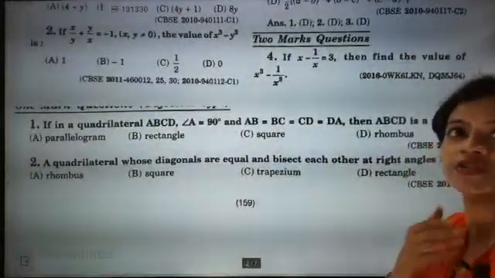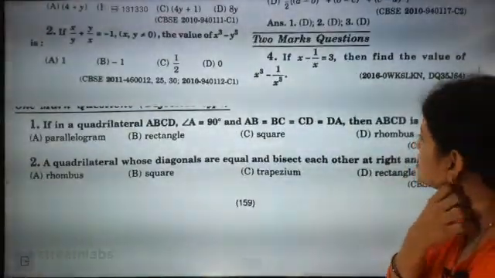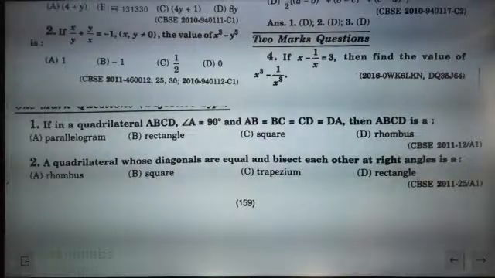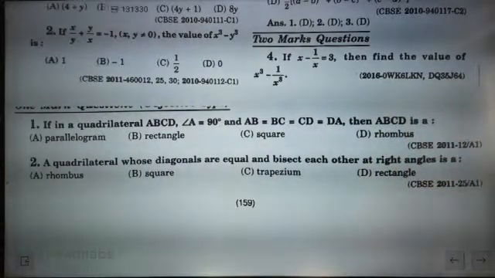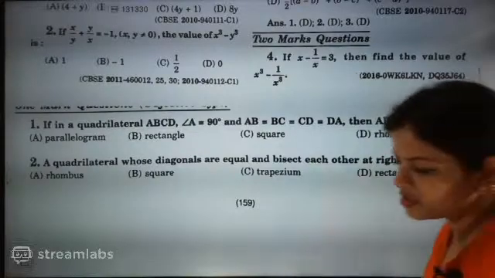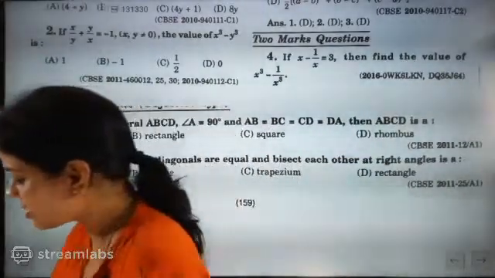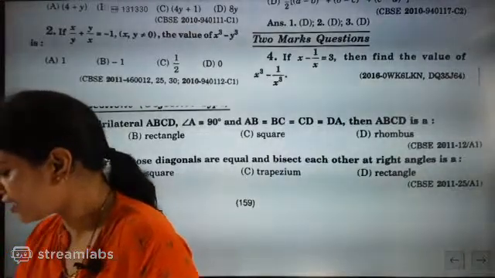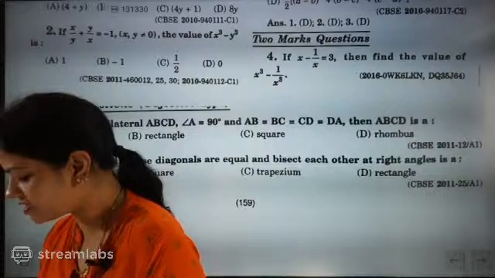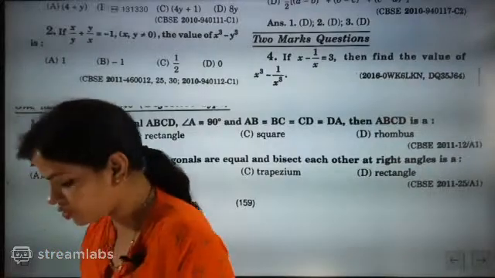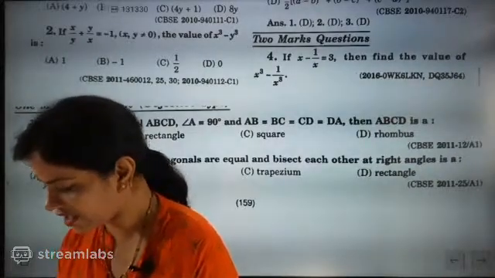Shall we go for the next question? A quadrilateral whose diagonals are equal and bisect each other at right angle is? Bisecting each other at right angle, which can be possible? The quadrilateral whose diagonals are equal and bisecting each other at right angle. What could be the answer?